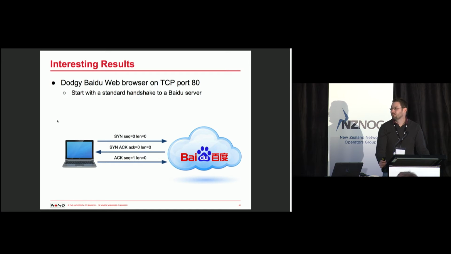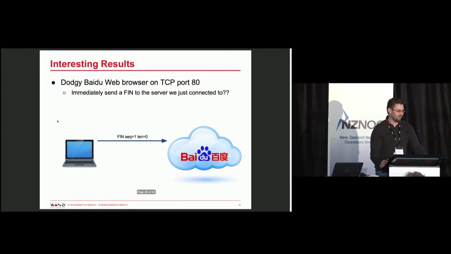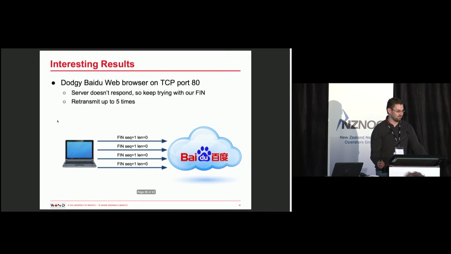So this is one of the more interesting behaviors that we observed as a result of this study. The Baidu web browser can do some interesting things on TCP port 80. So what happens is if you've installed the Baidu web browser, then in the background, it will periodically do this, where it will do a standard TCP handshake to the Baidu server. All right, makes sense. And then the client immediately sends a FIN. So we connected, and now we want to immediately disconnect.